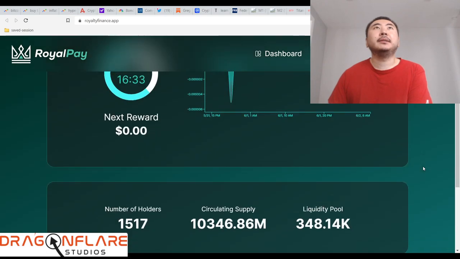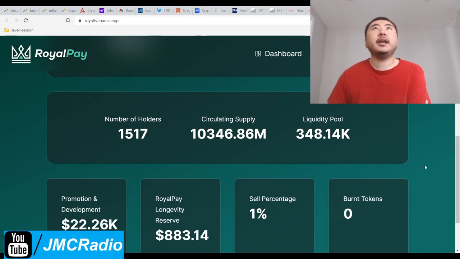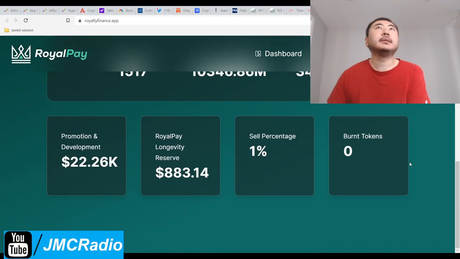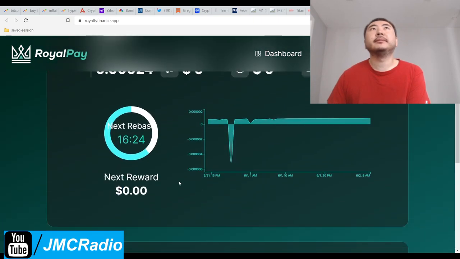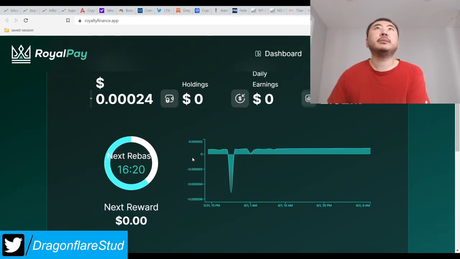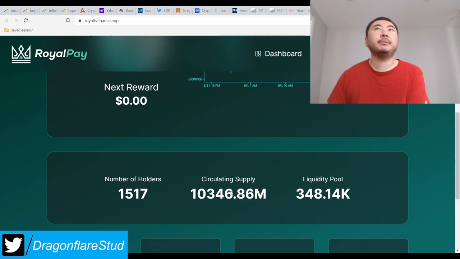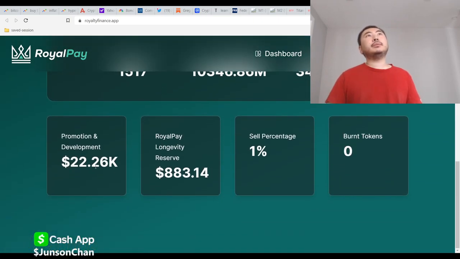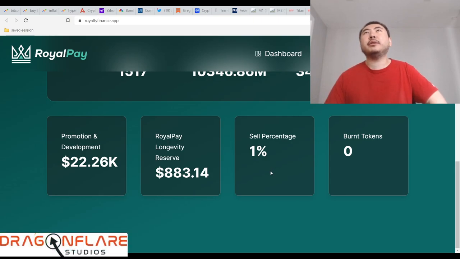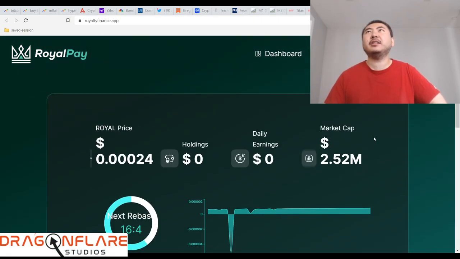Okay, so this is clearly a Sphere fork. Pretty sure this looks exactly like Sphere's little thing. I think it's the price of it. For some reason, it just dipped. All right, so 1,500 plus holders, promotion and development, Royal Pay longevity reserve. I mean, I have way more money than even this. Sell percentage 1%, burn tokens nothing. Is this actually correct?